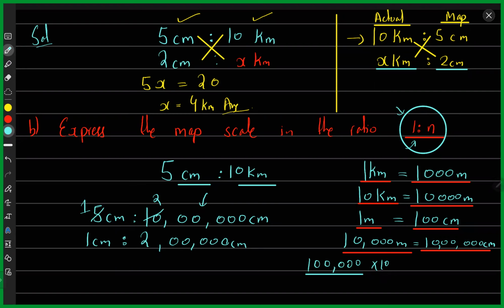And then 10 would be cancelled by 5. And this is what I am going to get. And now this is what the examiner wanted, 1:n. Any confusions with this? Anything that you were not able to understand?